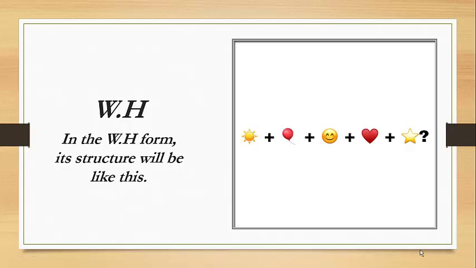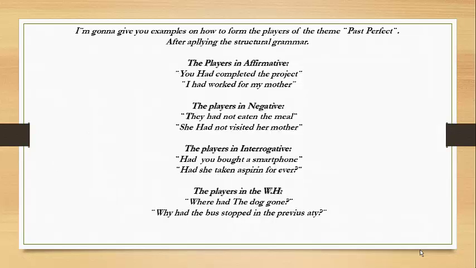I'm going to give you examples of how to form sentences in the past perfect after applying the grammatical structure. Sentences in affirmative: You had completed the project, and I had worked for my mother. Sentences in negative: They had not eaten the meal, and she had not visited her mother.